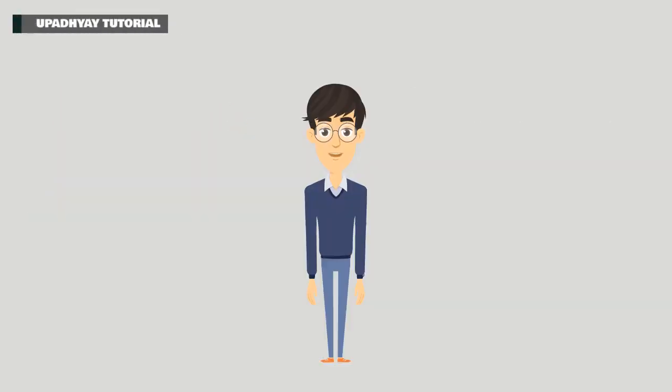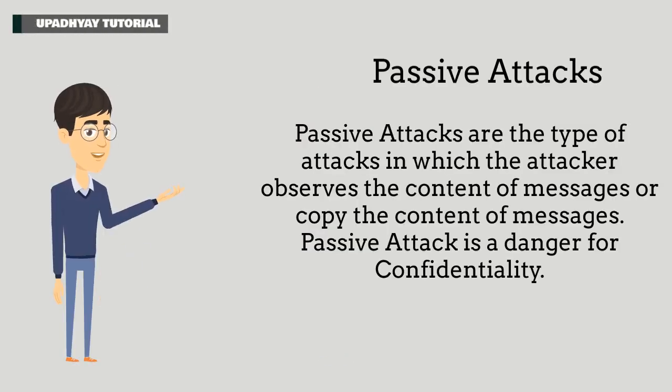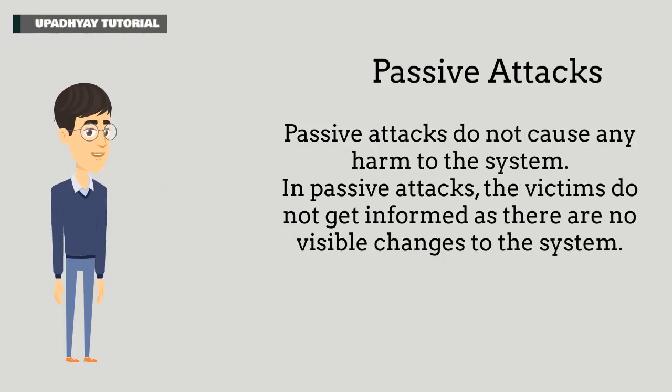Now that we have understood what active attacks are, let us move on further to understand the other type of security attack, that is, passive attack. Passive attacks are the type of attacks in which the attacker observes the content of messages or copies the content of messages. Passive attack is a danger for confidentiality. Unlike active attacks, passive attacks do not cause any harm to the system. In passive attacks, the victims do not get informed as there are no visible changes to the system.